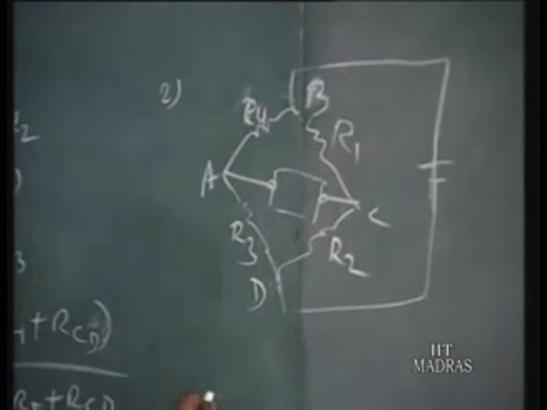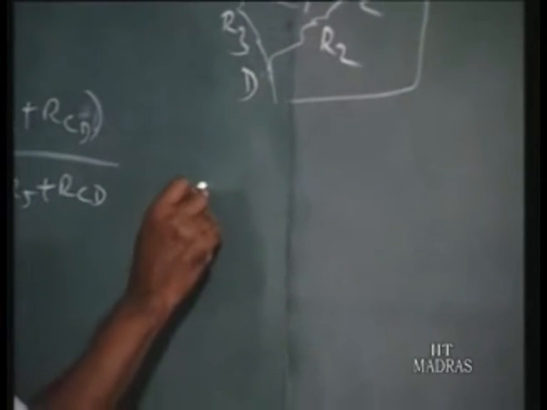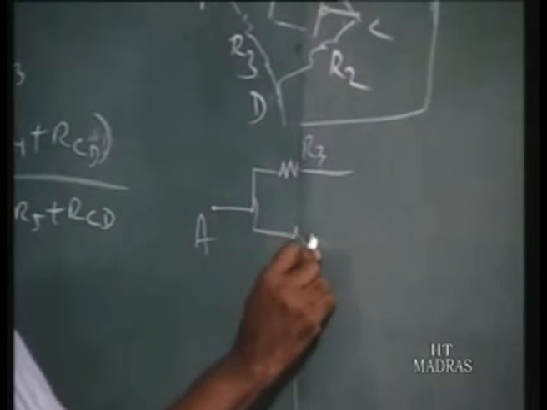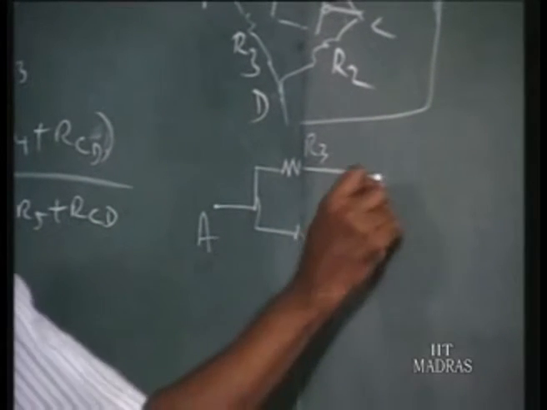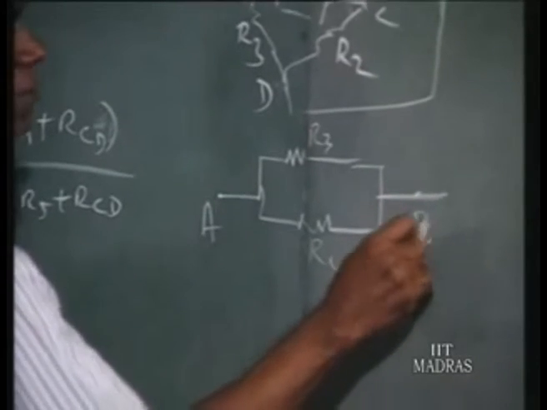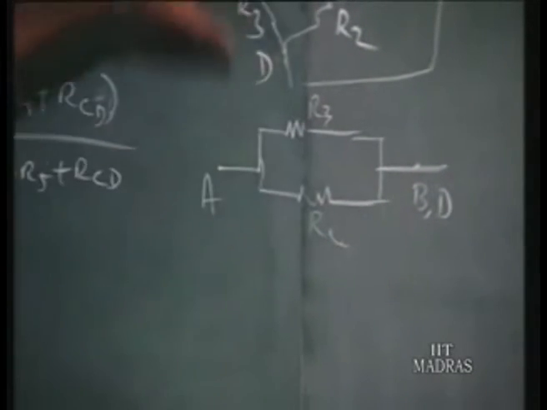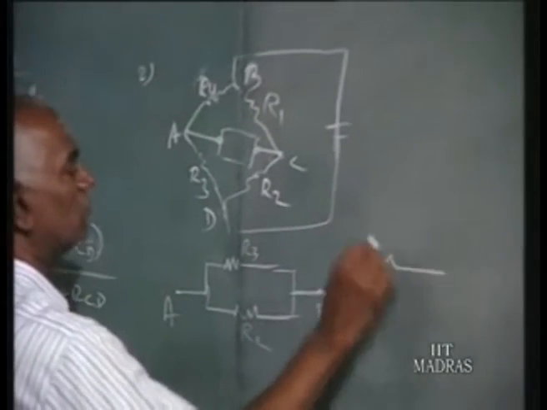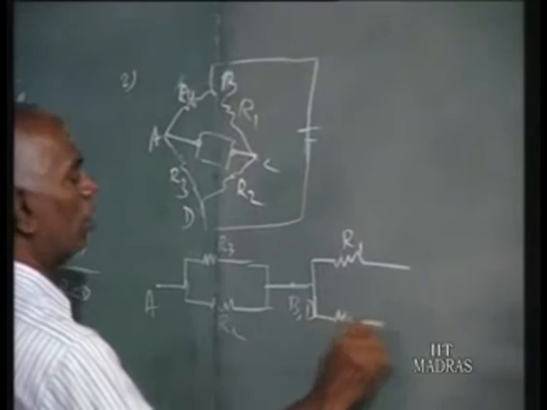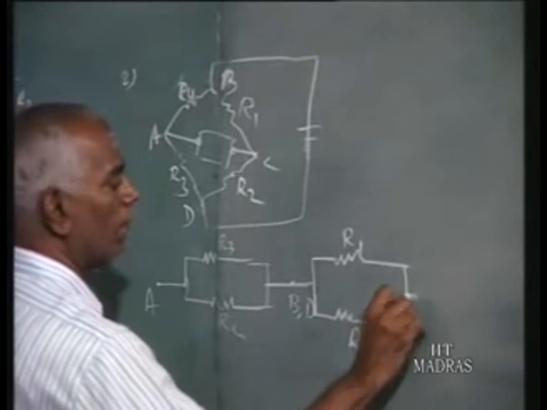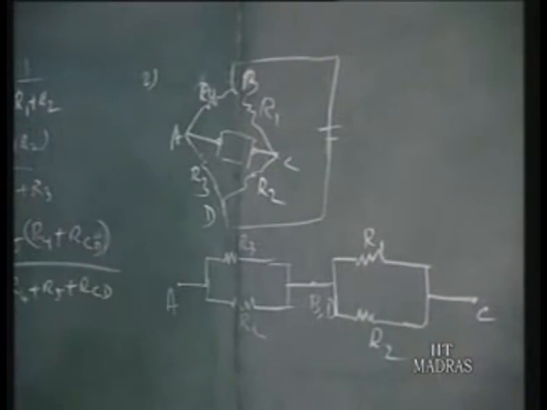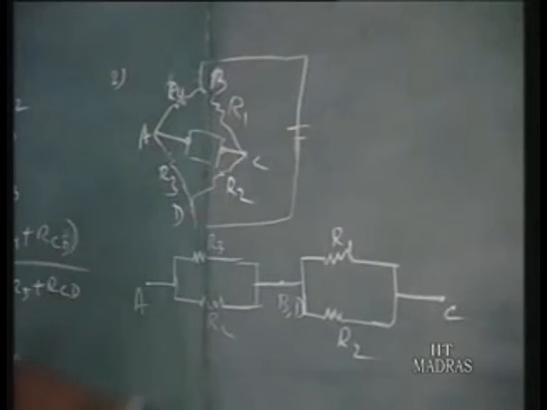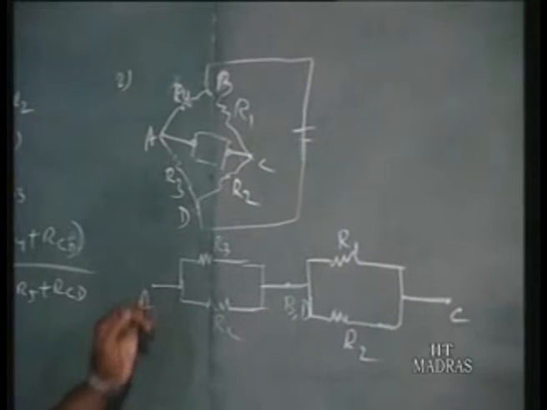So to say, I start from point A and I get 2 paths. One path is R3, another path is R4, to reach the point BD, B comma D. Having reached BD, then to reach C, again I have 2 paths, that is R1 and R2, and this is our C. That is how we draw the equivalent circuit by using Thevenin theorem, that is, short circuiting the battery source. We start from A, reach C.